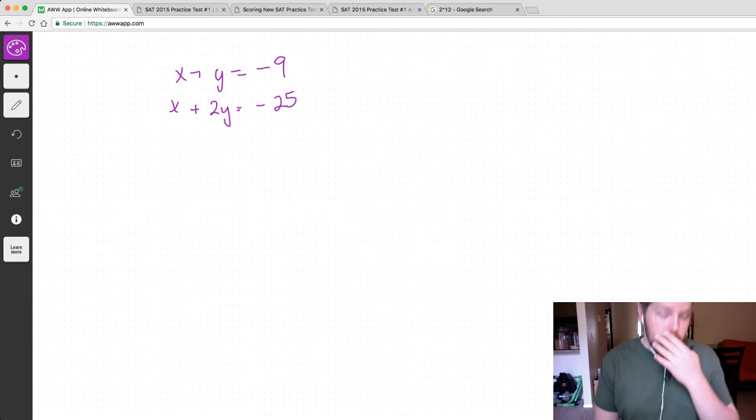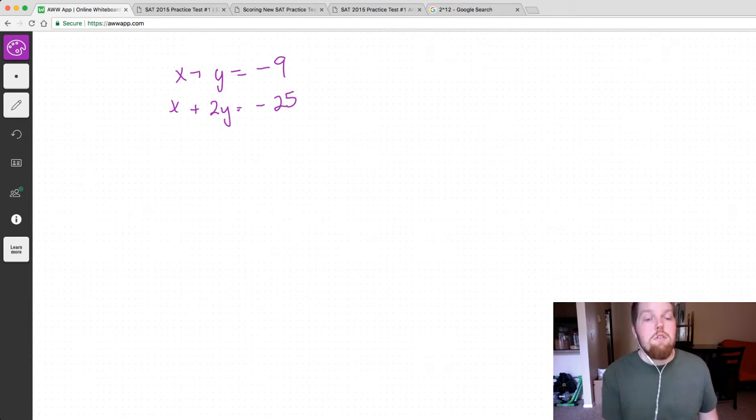Now, there are two ways to solve this. You could do a substitution method, or you could do guess and check if you had some good math intuition here. So let's just try and think about what these numbers could be. If I had negative 14 and 5, yeah, that wouldn't work. So you can see I'm trying to make a guess and it didn't work.